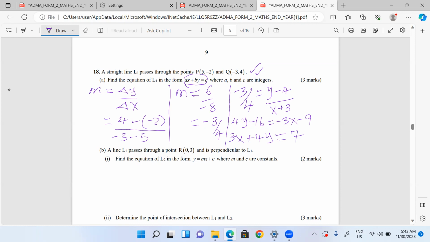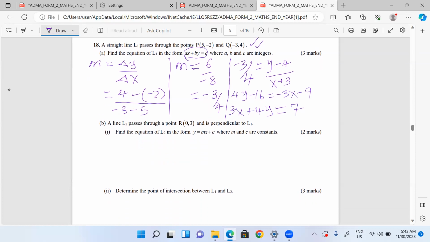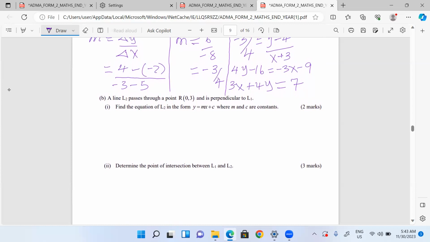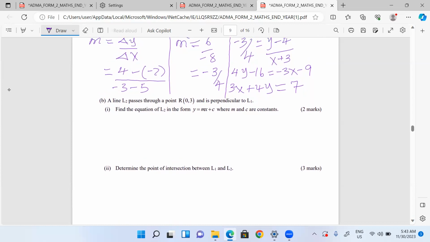So we can continue to the second part, which is part B, telling us that a line L2 passes through R(0, 3) and is perpendicular to L1. Find the equation of L2 in the form y equals mx plus c, where m and c are constants.